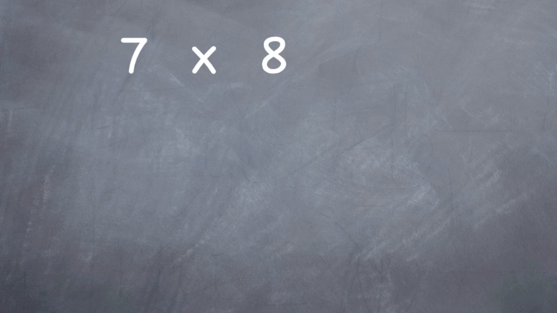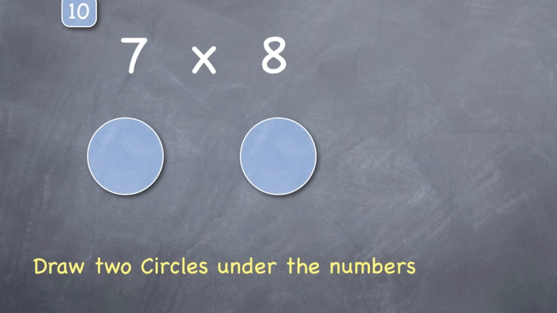So taking 7 times 8. You look at the numbers, you know that 7 and 8 are less than 10. So all you do is put 10 above 7 and 8, just to have a mental reference. Then we draw two circles below 7 and 8, and the reason the circles are below, by the way, is because they are less than 10.